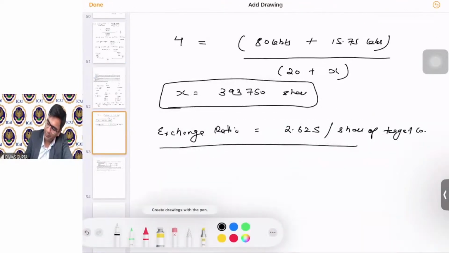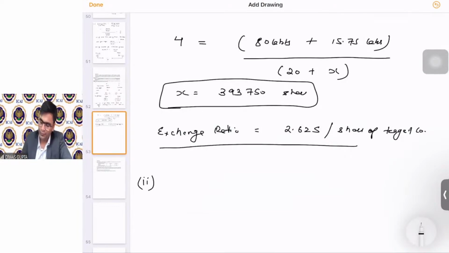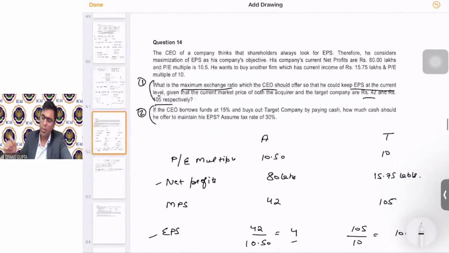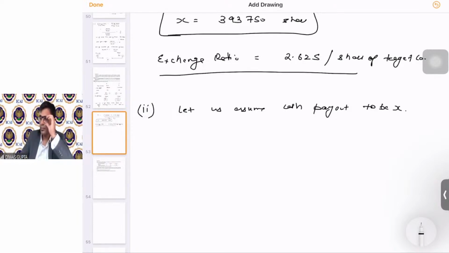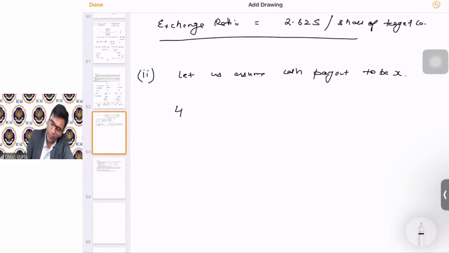Then second part is actually if the CEO borrows funds at, now the second part is talking about the cash payout, students, right? So the cash payout, whenever it will happen, it will lead to the lower profits in future, because you will end up giving up this 15% amount, right? So we have to adjust for it. Again, let us assume cash payout to be X.